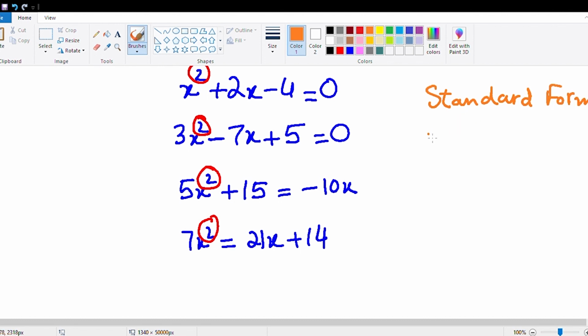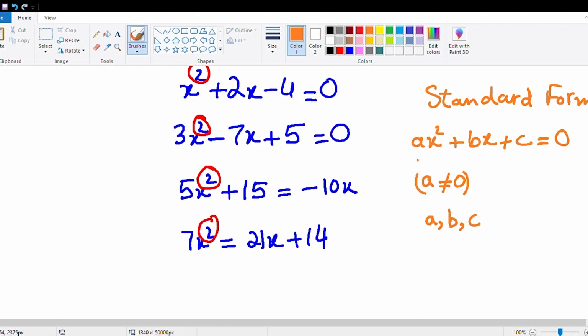What is the standard form? The standard form is ax squared plus bx plus c. I'm not saying you have to have something in this exact form, just that in this form you have to understand that a is the coefficient of x squared, b is the coefficient of x, and c is the constant. And this is only true provided that a is not equal to 0.